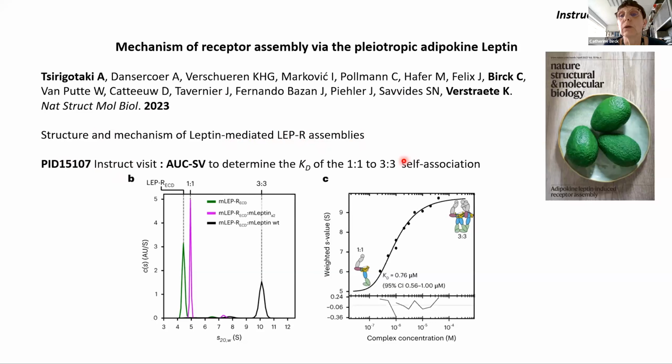So we contributed to this paper through an Instruct access, and we determined the KD of the 1-to-1 to the 3-to-3 interaction using sedimentation velocity experiments. So the trimeric assembly of the heterodimer was illustrated on the cover of the journal by 3 avocados.